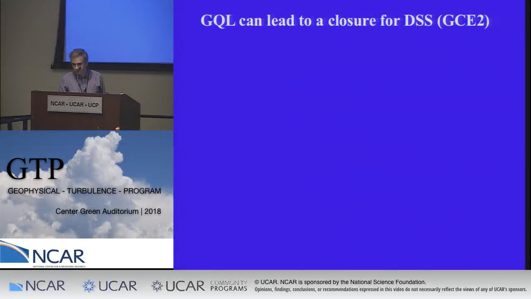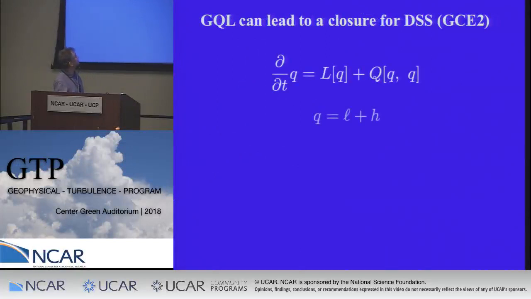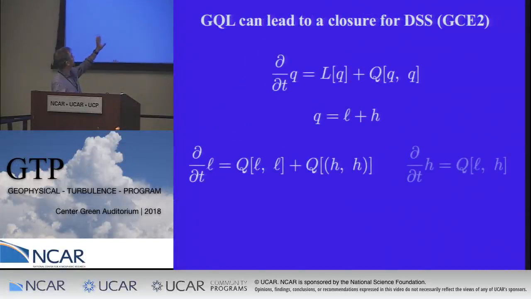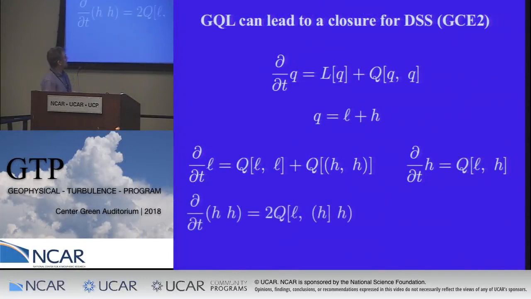Okay. I don't want to say too much about this. It turns out that because this is linear in the high modes, we call them low and high modes, this approximation leads to a linear equation in the high modes, so you can actually close the system and get a statistical theory or statistical closure for the evolution of the low modes. But I won't say too much about that.